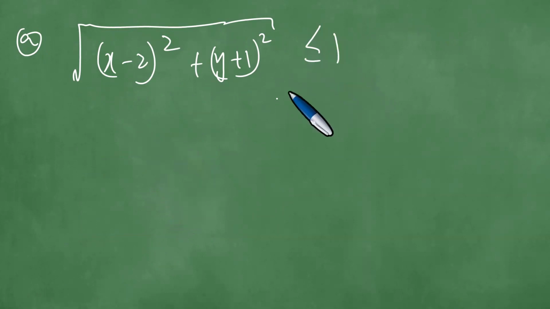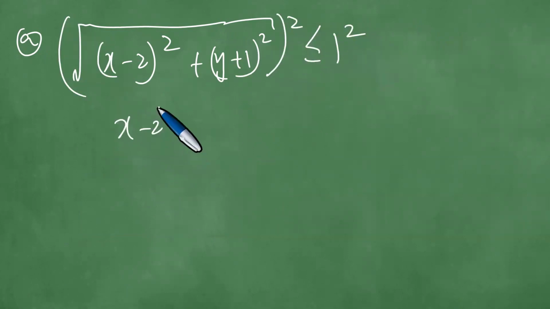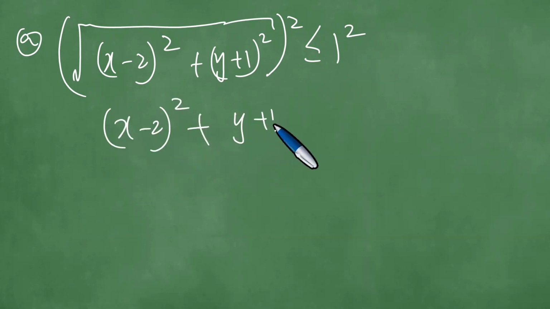Okay, you square both left and right. You square both sides of this. If you square both sides, you have x minus 2, you square that, plus y plus 1, you square that, is less or equal to 1. Okay, so this is a geometrical representation.